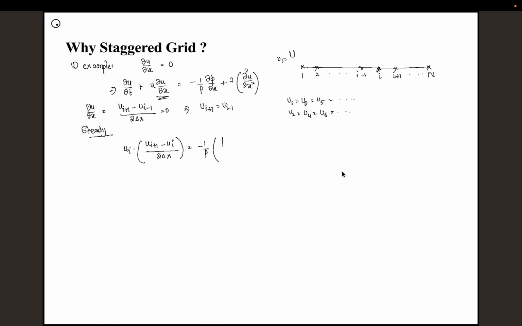Similarly, del P del x will be Pi plus 1, and del square U del x square will be Ui plus 1 minus. So you know this term is going to be 0 because from the equation Ui plus 1 equals Ui minus 1, and we'll be left with these terms again. So here again Ui plus 1 is equal to Ui minus 1, so we'll be left with.